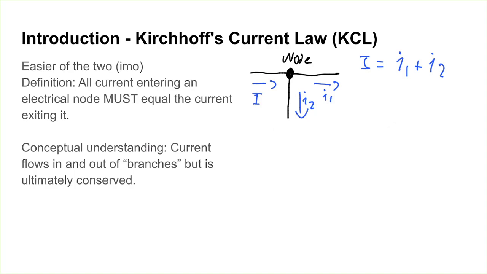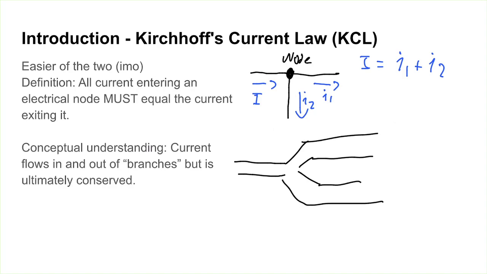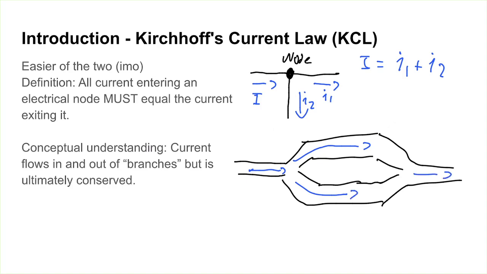And for the conceptual understanding, we'll go back to our water example: if we have a pipe and the pipe splits off into two and then rejoins, the amount of flow is going to stay consistent at the end. So this flow will have to equal that flow, right? It's just an extension of the conservation of energy.